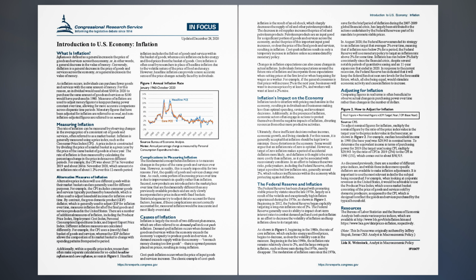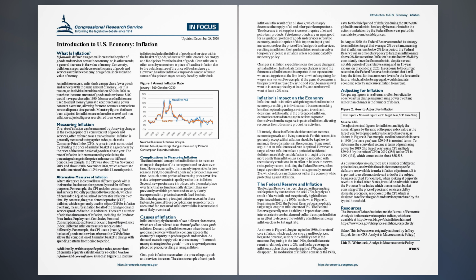For example, median household income in 1990, the base year, was $29,943 in nominal terms. To determine the equivalent income in terms of purchasing power for 2019, the target year, using CPI, multiply $29,943 by the ratio of CPI in 2019, 256, to the CPI in 1990, 131, which comes out to about $58,515. As discussed previously, there are a number of different price indices, and within those indices more specific deflators are available to make inflation adjustments.